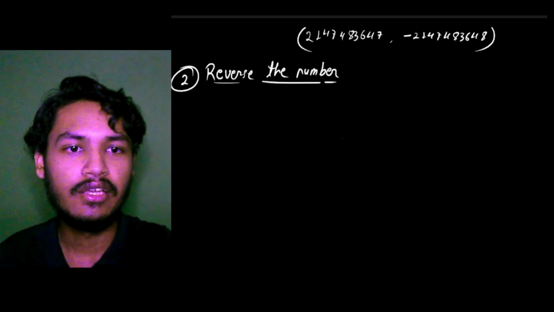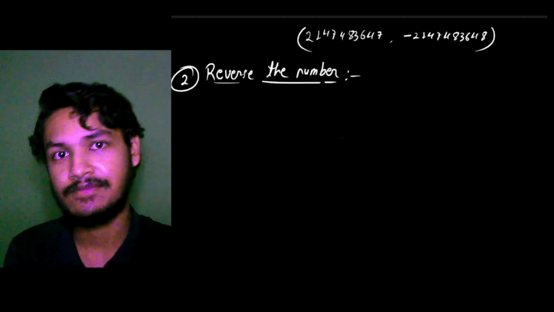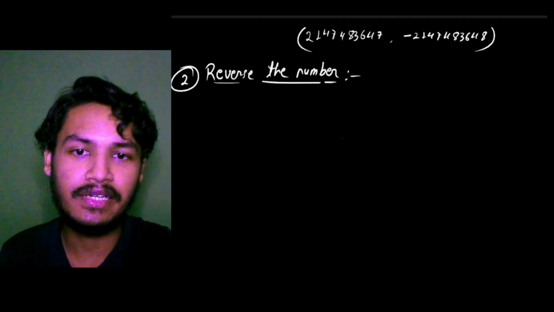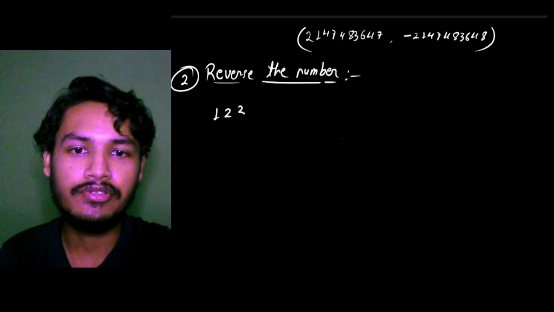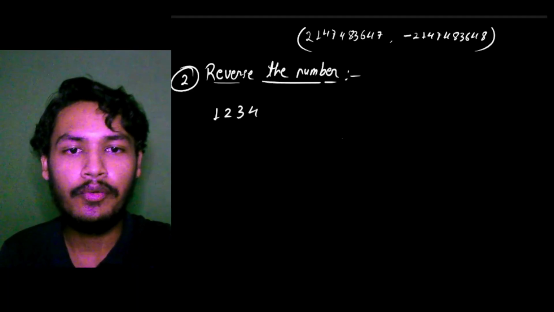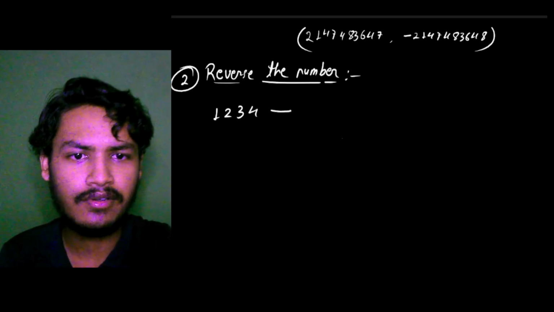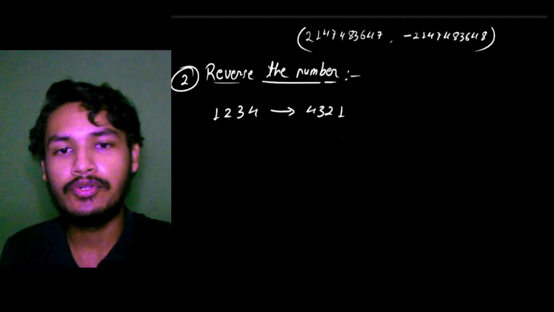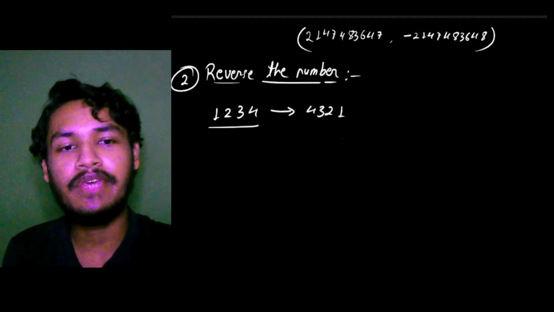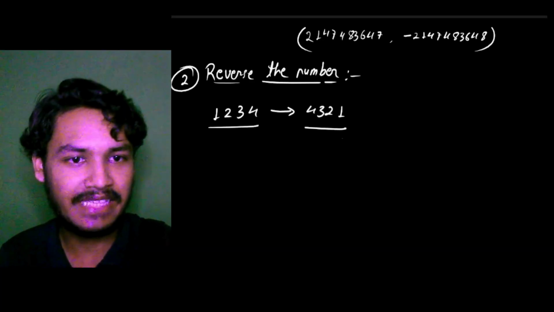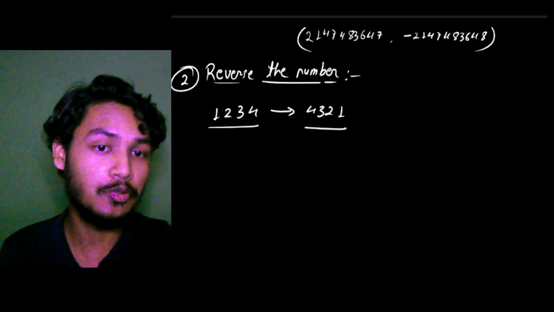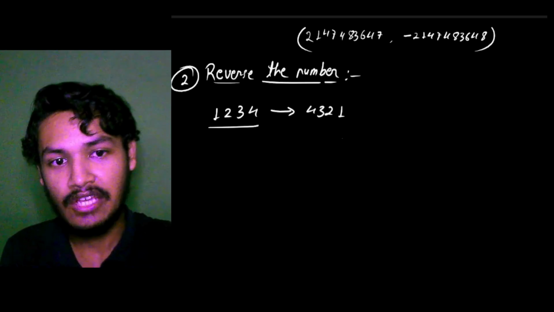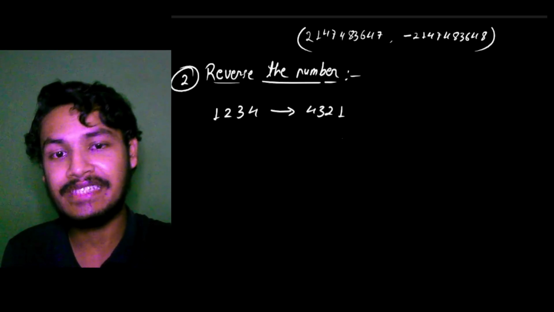All right. So what this question says, let's say we have a number 1, 2, 3, 4. We have to reverse this number. For example, 4, 3, 2, 1. So this is an input number and we have to reverse this number like this. All right. So how can we do so? How can we reverse the number?